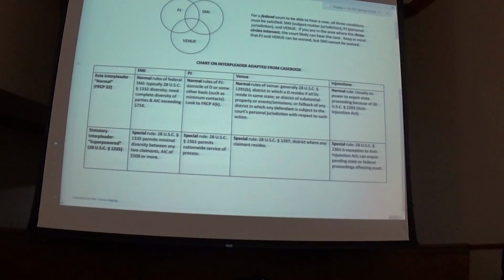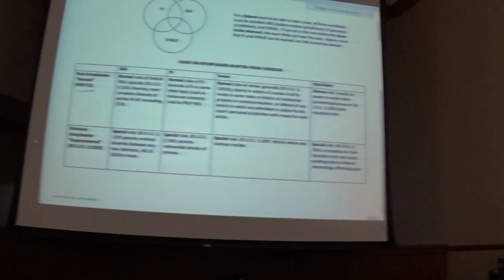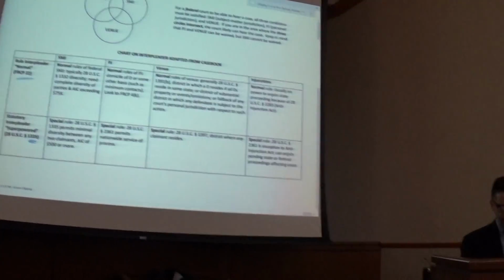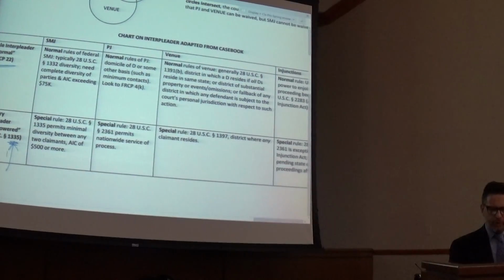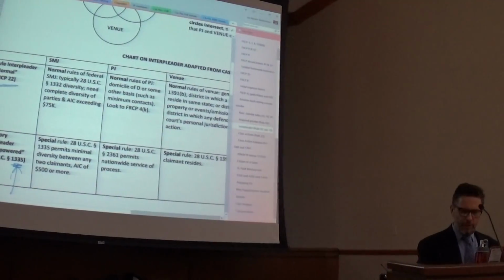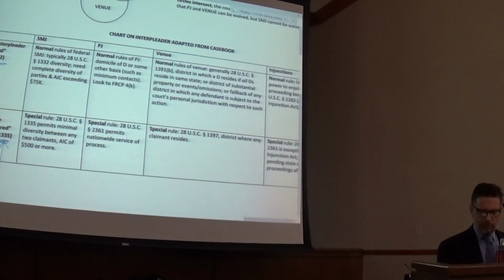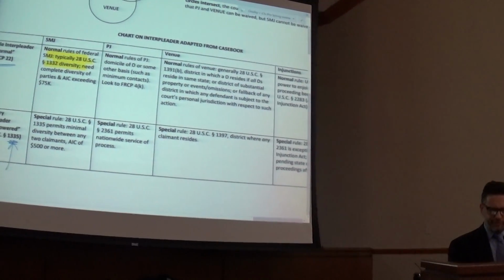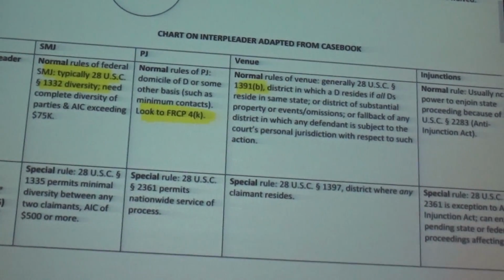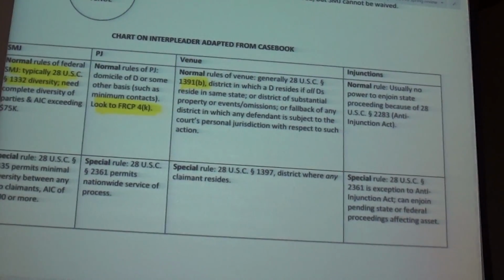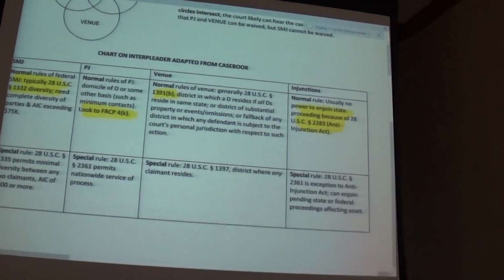Rule interpleader refers to the section to the right of Rule 22, where statutory interpleader refers to the interpleader statute. If you're in a rule interpleader scenario, then we use all of our normal rules for diversity, using 4K for PJ, Rule 1391 venue, and no power to enjoin a state proceeding.